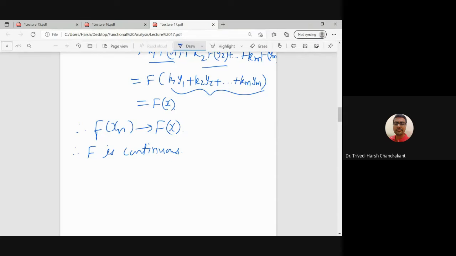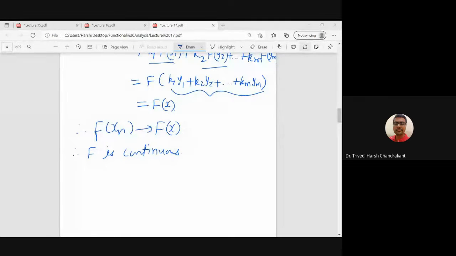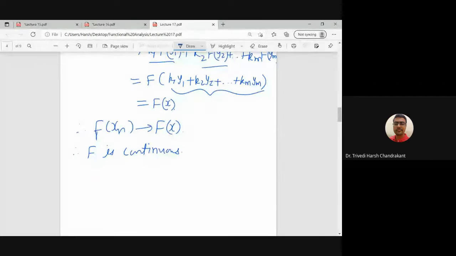Because we proved that whenever xn converges to x, we have f(xn) converges to f(x). Now the second part relies on Zorn's lemma. So for the second part, we have an infinite dimensional vector space. Suppose the dimension of X is infinite.